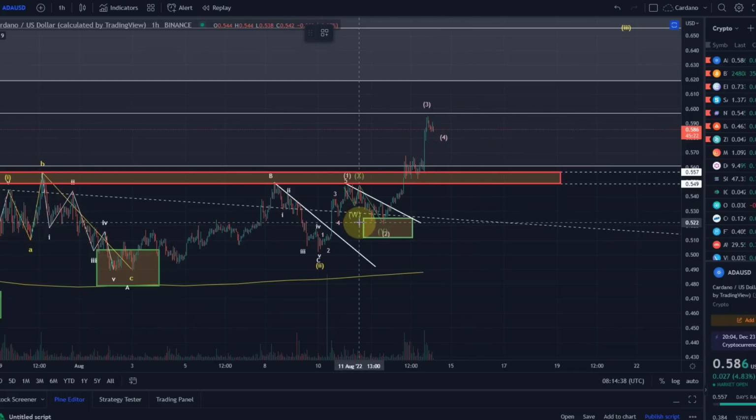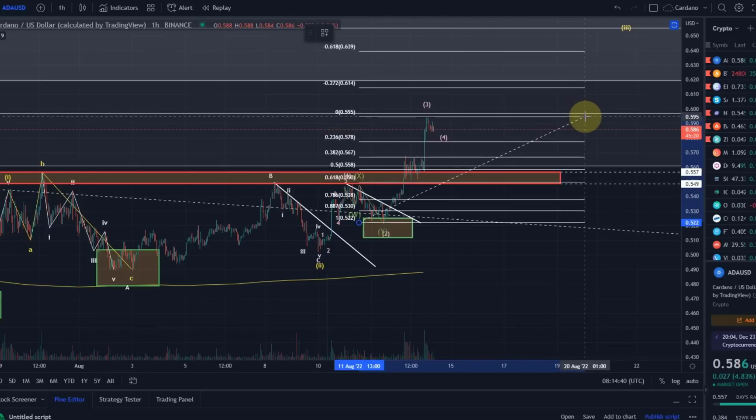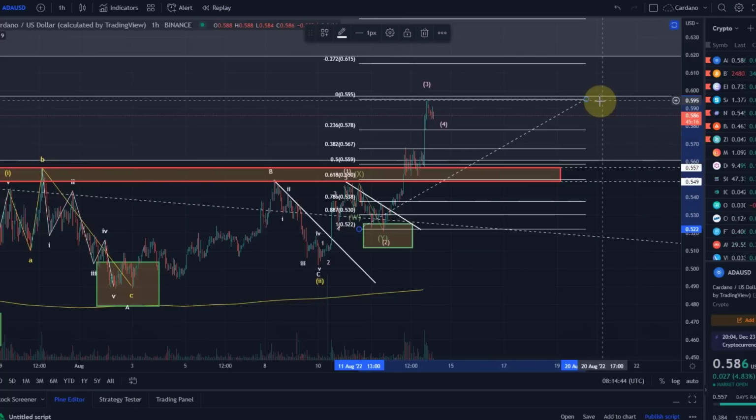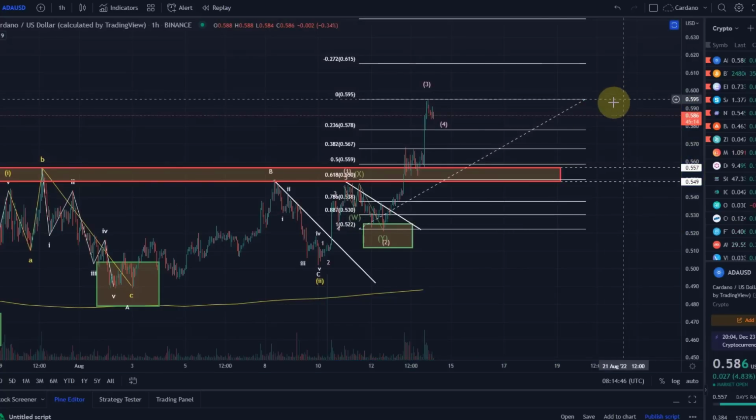So wave 4. If we are now in the wave 4, what would we expect? We would expect now a bit of a retracement, which also makes sense in terms of taking some profits, because we moved a lot, and a lot of people are probably going to take some profits.